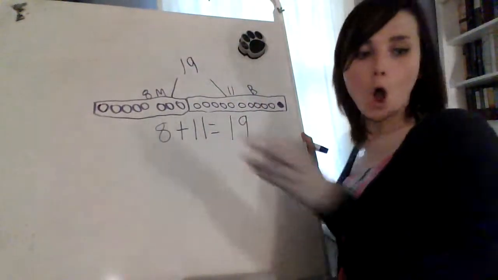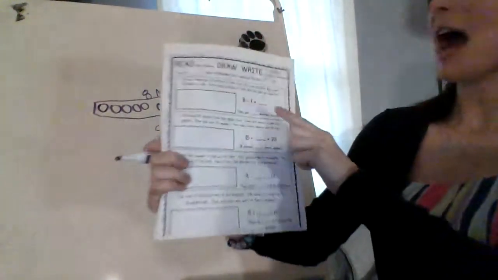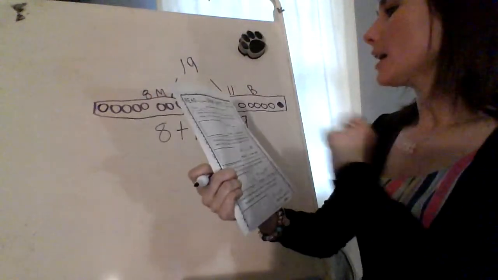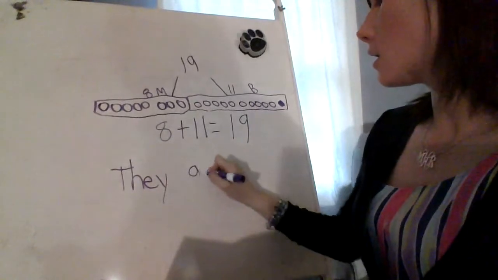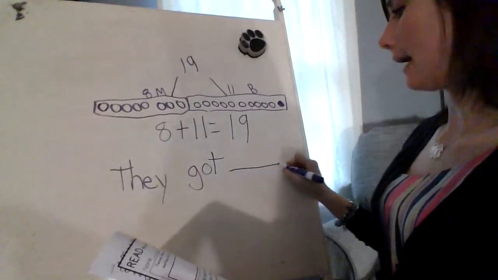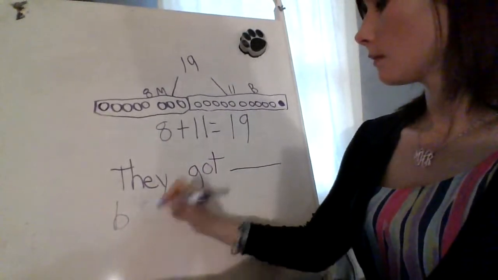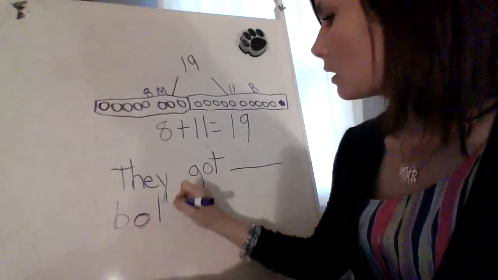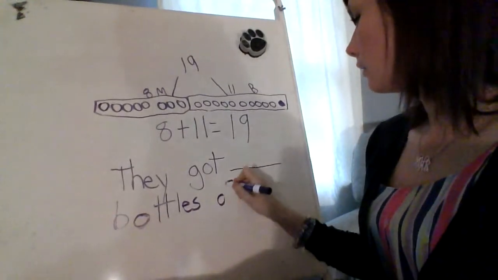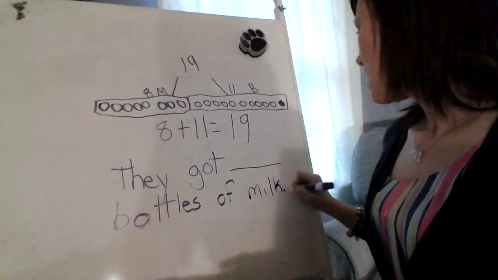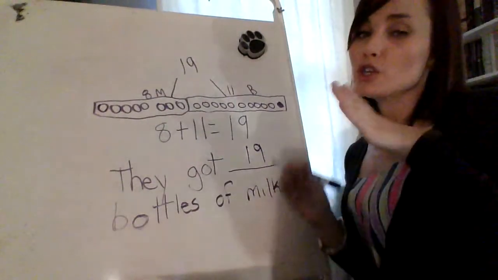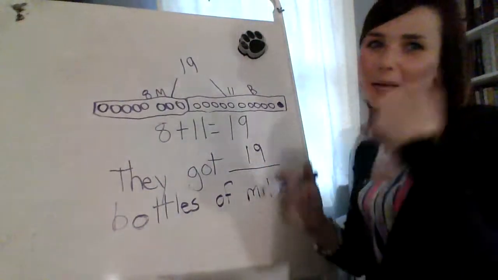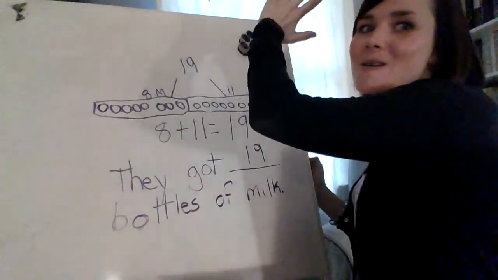19 is our whole. All right, and on your paper, you should have this beautiful picture written. You should have your number sentence filled in. And let's fill in the statement together. All right, they got blank bottles of milk. How many? So I have to write this out. They got blank bottles of milk. And how many bottles of milk do they have all together? 19. Very nice job. Alrighty, you should have that all filled in right up top. Nice job. Remember, you can always pause the video if you need more time. Alright, I'm going to erase my board.